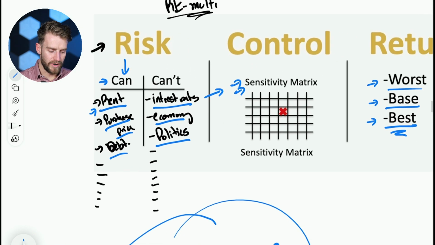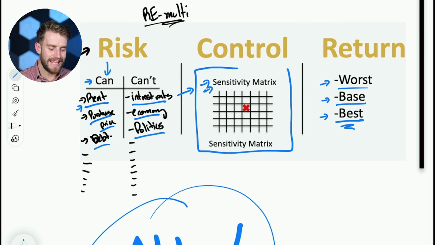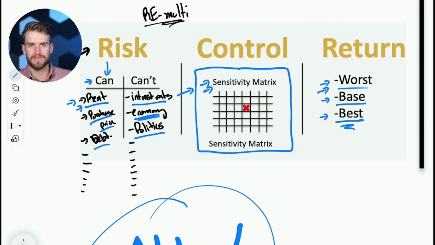So again, risks you can and can't control. We run a little model. How sensitive are we? If rates go up 0.5%, does that bankrupt us, or are we okay? If the economy weakens next quarter, are we bankrupt, or are we okay? Or maybe that helps us in certain scenarios. If we adjust rent prices up or down, how sensitive are our returns to that?